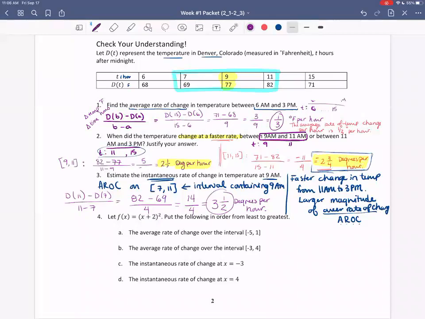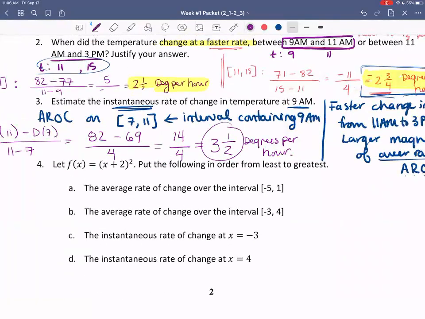All right, and our final problem here on this section, number 4. Let f of x be the function (x + 2) squared. Put the following in order from least to greatest. So we have 4 different rates here that we want to compare. Average rate of change over the interval -5 to 1, average rate of change over the interval -3 to 4, then the instantaneous rate of change at x equals -3 and at x equals 4.